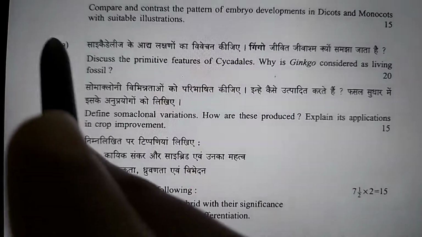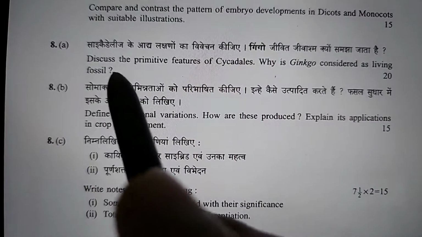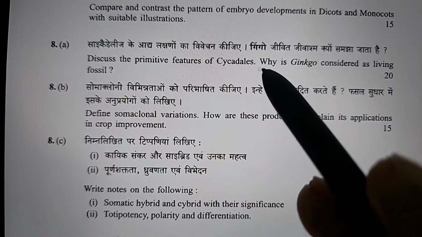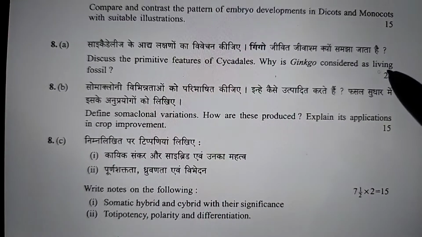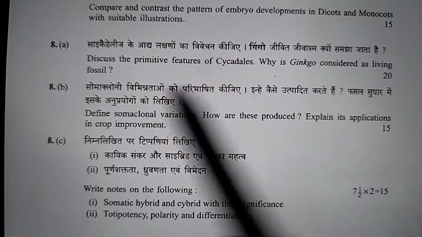You can see the 8 one is having 3 questions also, A, B and C. A1 is discuss the primitive features of cycadales. Why is Ginkgo biloba considered a living fossil? Okay, this one is 10 marks.